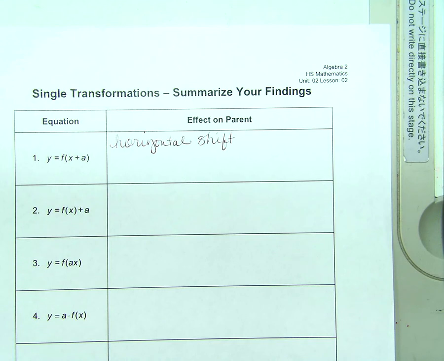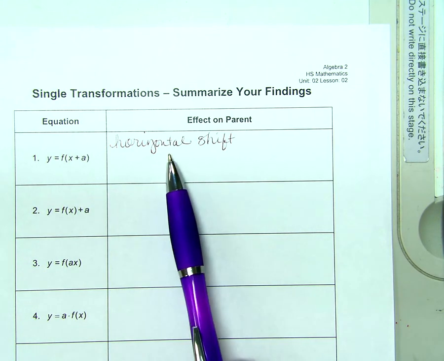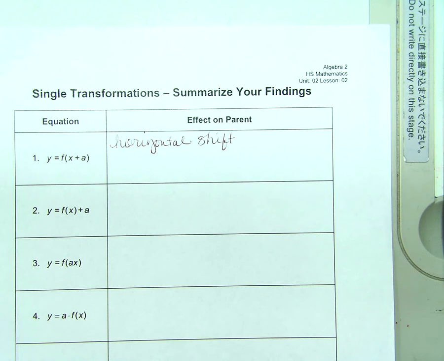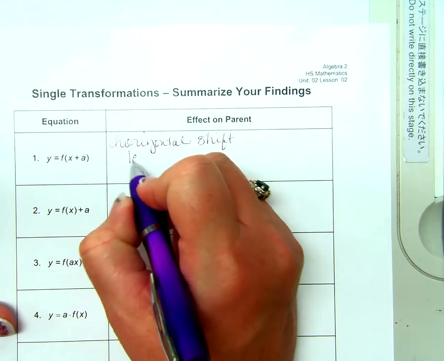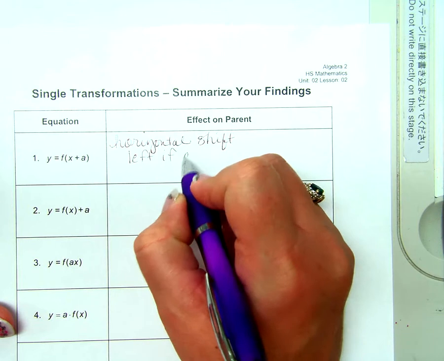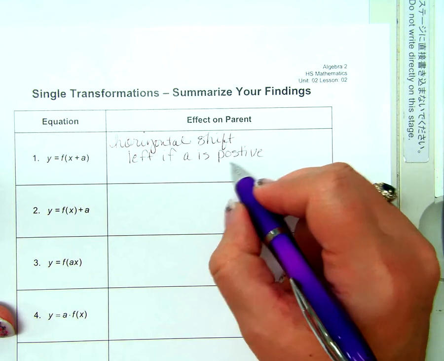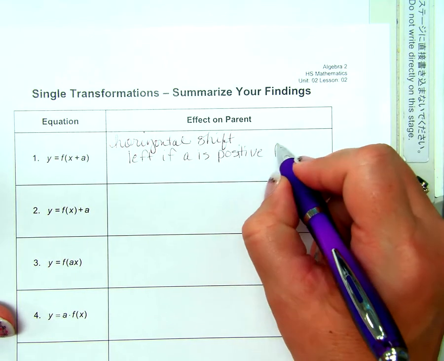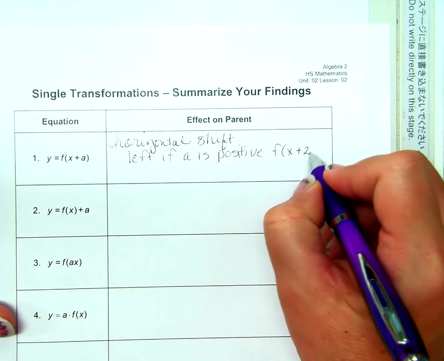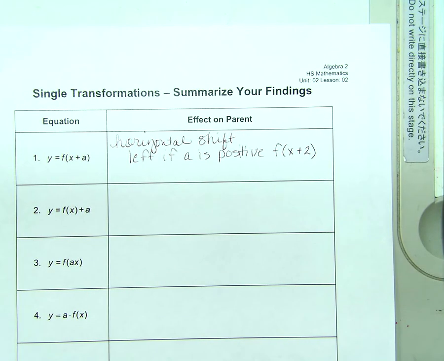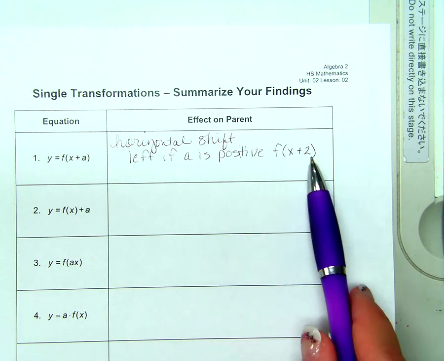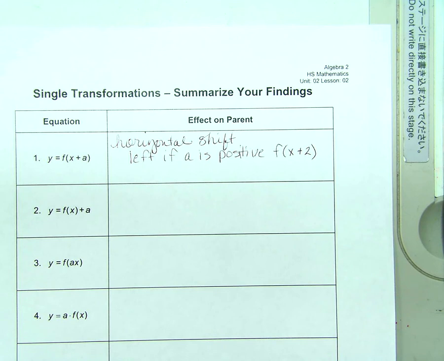So what's going to make this shift to the left? Left if A is positive. Like f of x plus 2, for example. Does that seem weird to you, that it's going to move in the negative direction if A is plus 2? Yeah, you can just get over it because that's what's going to happen. Okay? It's okay. It's all right.